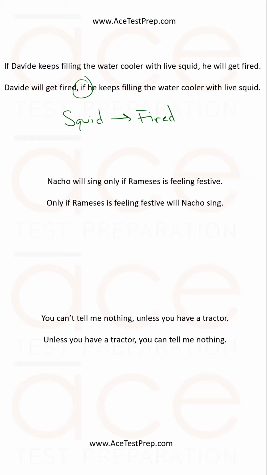Now with our second phrase, only if, Nacho will sing only if Ramesses is feeling festive, or only if Ramesses is feeling festive will Nacho sing. And again, those are the same thing. All we're doing is switching around the placement of the words only if, but no matter where that only if occurs, whatever comes directly after that is going to be the then portion of the if-then. It's the necessary condition, it's the consequent, you can say it a lot of ways, but it's the second part. And so what that's going to say is if sing, then festive. And that wouldn't matter whether we were doing the top sentence or the bottom, they're still saying the same thing.